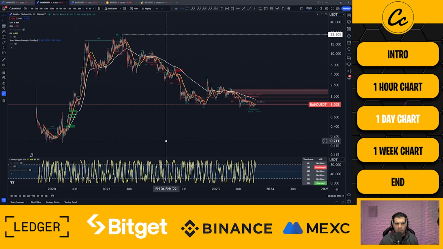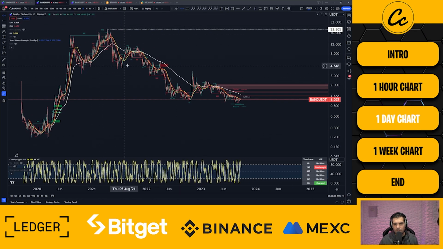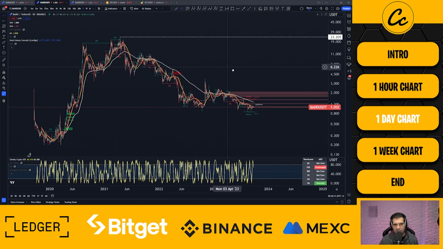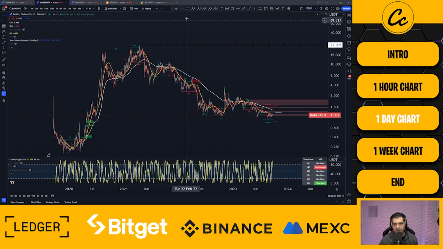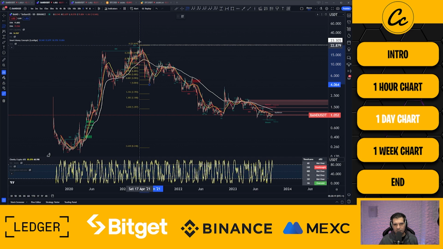Since the bear market, though, what do we see here? Well, we can see a very aggressive sell-off to the downside. Now, we need to check a couple of things here because this is a potential issue for Band. So let's go ahead and take a look. If I can snap it, there we go.